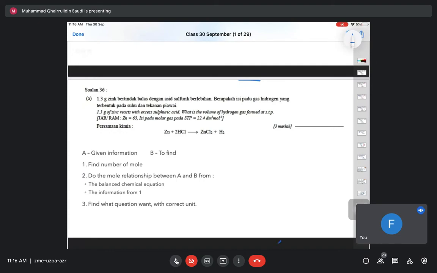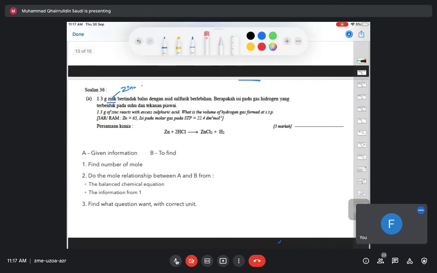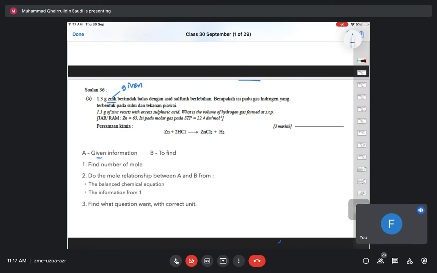1.3 gram zinc. That means zinc is given. Right? Zinc is the information that is given. So zinc is given, so zinc is our A, the given information A. 1.3 gram of zinc reacts with excess sulfuric acid. Okay, and what is the volume of hydrogen gas formed?